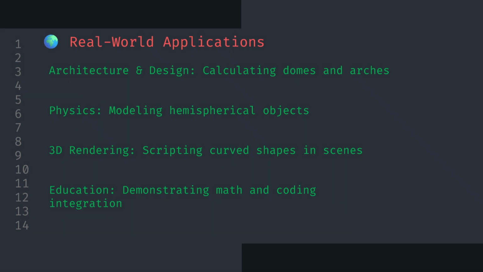Hemisphere volume isn't just a math exercise. It pops up in design, architecture, and physics, even in game development. Whether you're modeling curved surfaces or teaching geometry in a coding class, this little function has a lot of impact. It is a great example of blending math with practical coding.